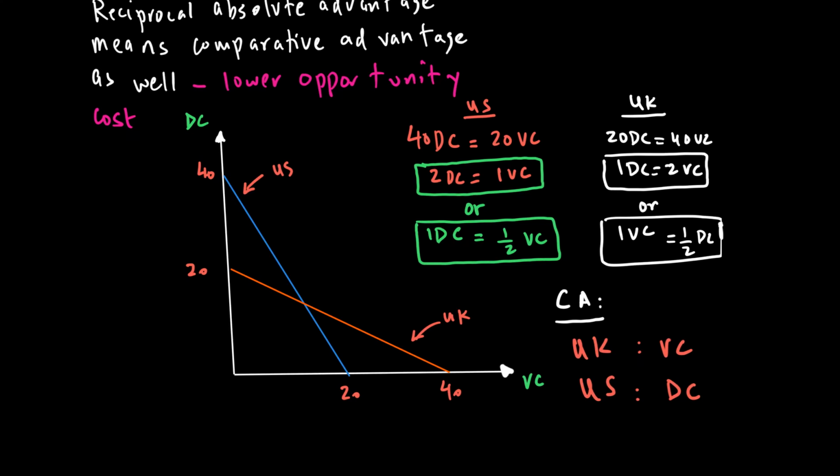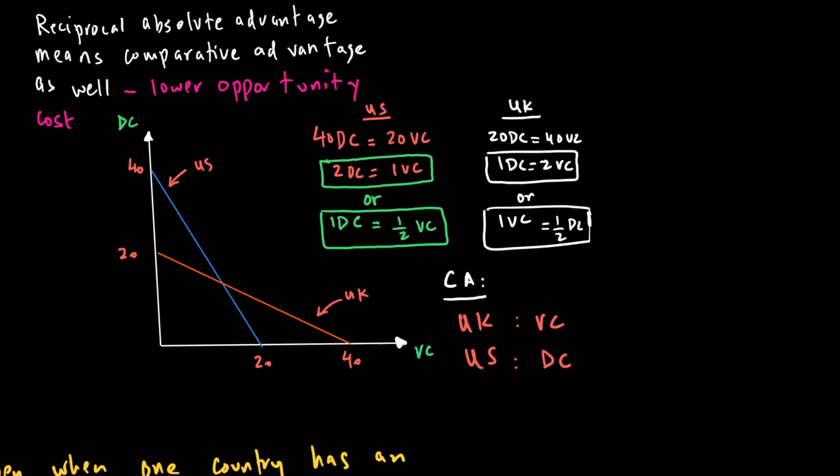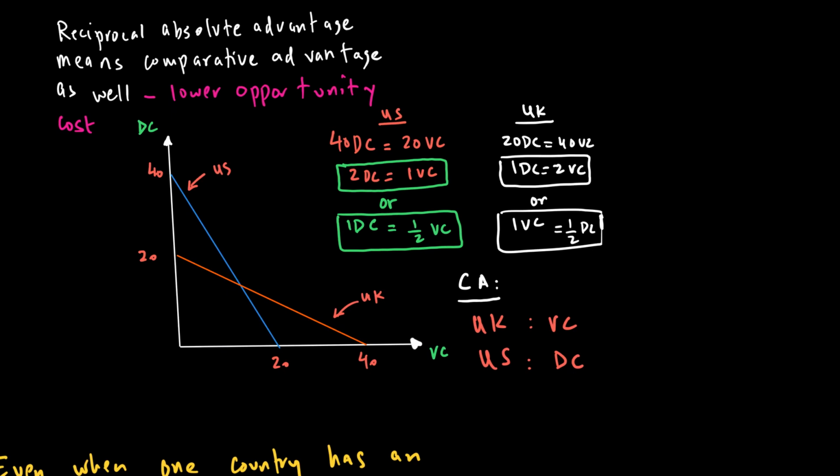And so what I said earlier is this, that when you have a reciprocal absolute advantage, you also have a case of comparative advantage. So UK has a comparative advantage in vacuum cleaner, but it also has an absolute advantage in vacuum cleaner, and US has a comparative advantage in digital camera, which is also an absolute advantage. So comparative advantage and absolute advantage will be in the same goods when there is a reciprocal absolute advantage, where one country is good at one thing and another country is good at another thing.